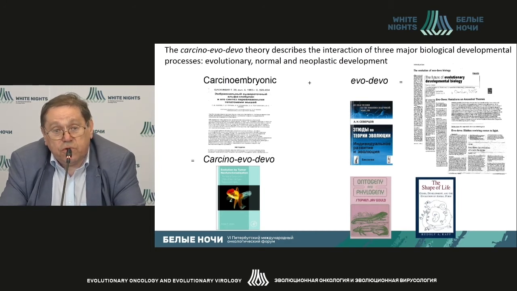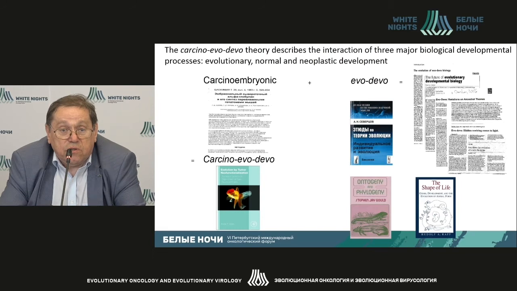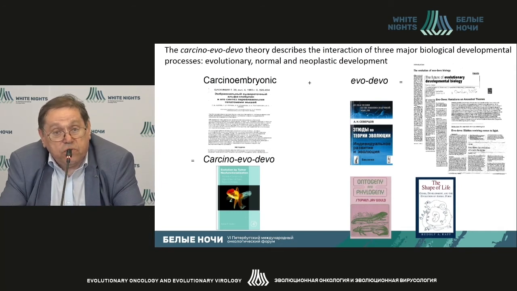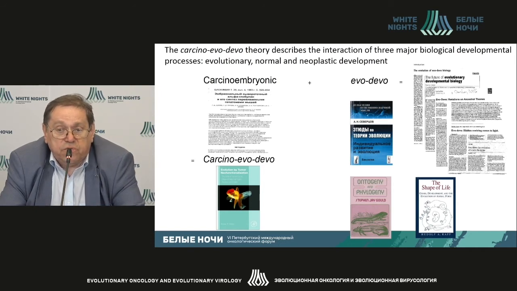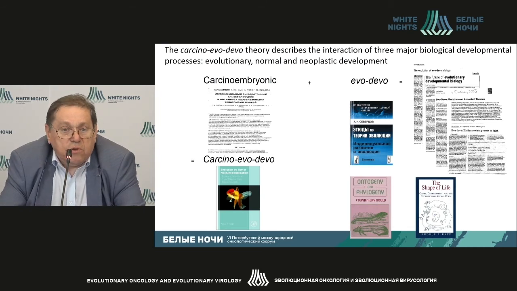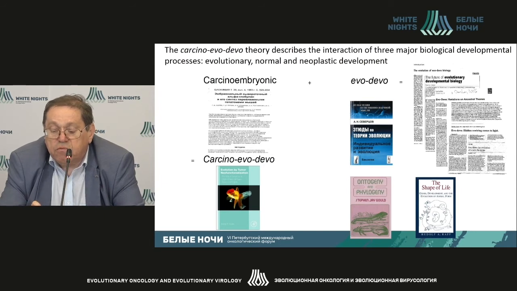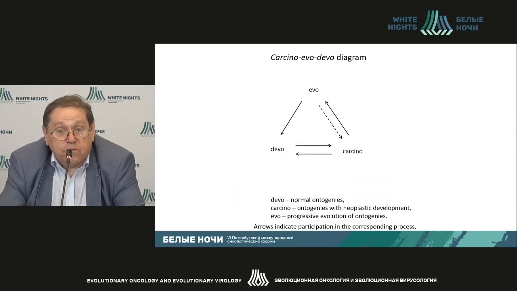And the title originated in carcino-embryonic and carcino-evo-devo. This theory started when a certain kind of protein was developed by our scientists. And carcino-evo-devo was studied by academician Severtsov, who developed the understanding stipulating that the whole oncogenesis can evolve. It's a well-justified theory. We added one more dimension, the oncological dimension, and we consider, as I've already said, three types of development integrated in one theory.